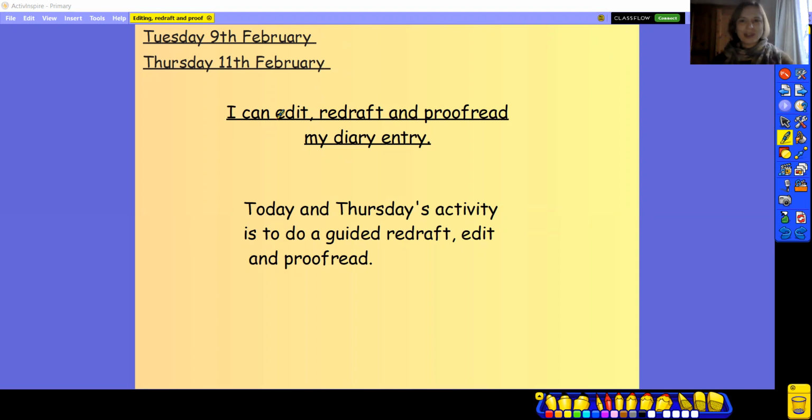So what we're doing on Tuesday and Thursday is editing, redrafting, and proofreading our diary entry. Okay, so that's what we're going to do, but we're going to do it guided. We've done all these before, so you should be really good at doing this. So let's go through and see what we've got to do.